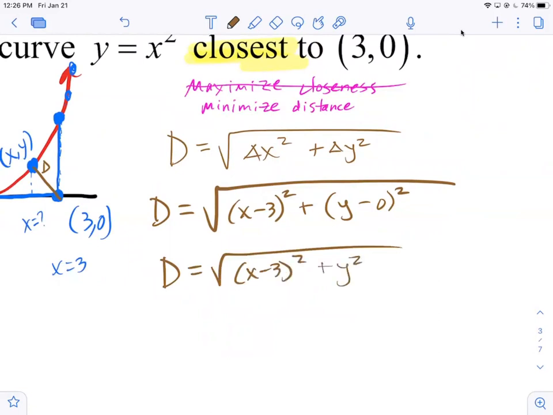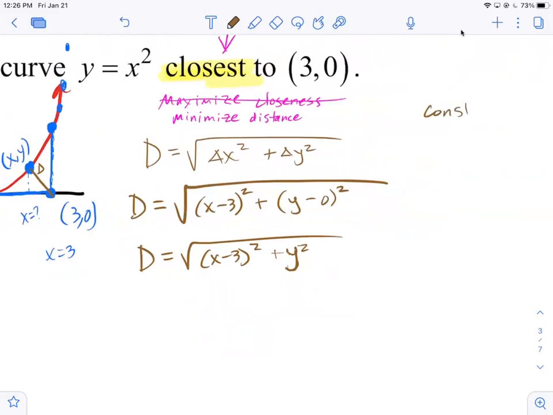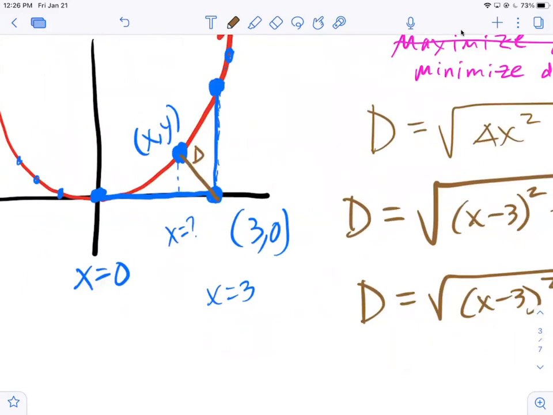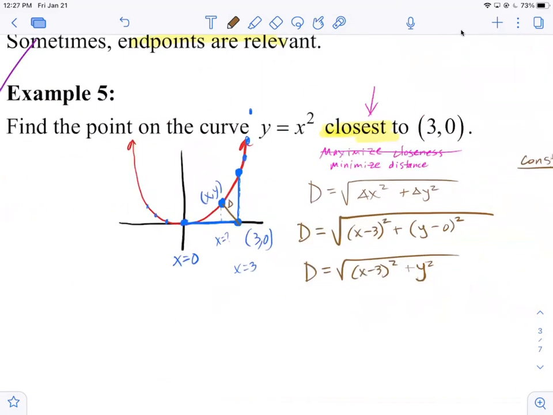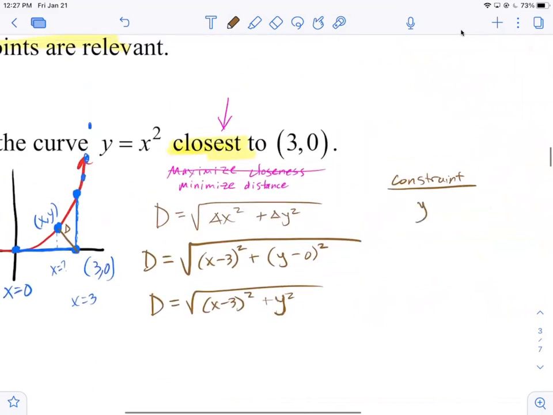Okay, looking good. I need to take the derivative of that and find critical values, but it's in terms of two variables. I have the distance in terms of x and y. So I need another equation that relates x to y, and it's going to involve the constraint. What's the constraint? What's preventing me from getting up in there right in 3's face and saying, is this close enough for you? What's preventing me from getting right up in there? Yeah, it has to stay on the graph, right? Do I know the equation of the graph? Oh, y equals x squared.